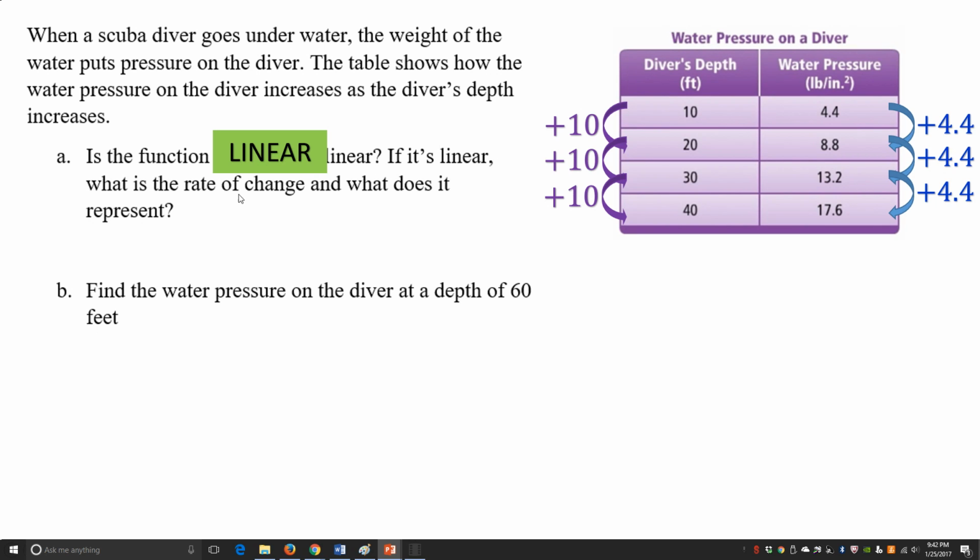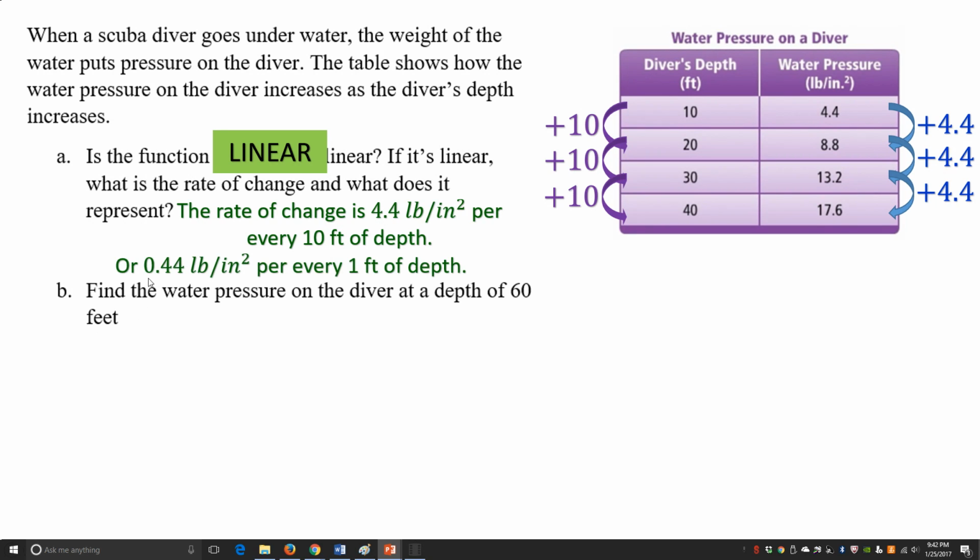And it says, if it is, what's the rate of change and what does it represent? In this case, it's 4.4 over 10. It's always output over input, y over x. So we have 4.4 pounds per square inch for every 10 feet of depth. Now, if you divide 4.4 by 10, we could also find out that this is 0.44 or 44 hundredths of a pound per square inch for every 1 foot of depth. So either one of these would be okay.